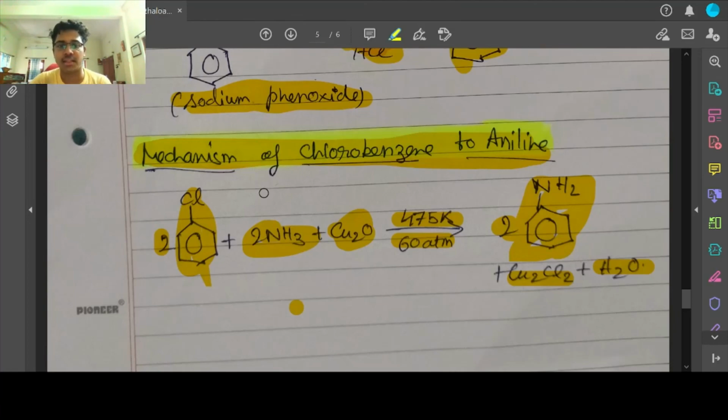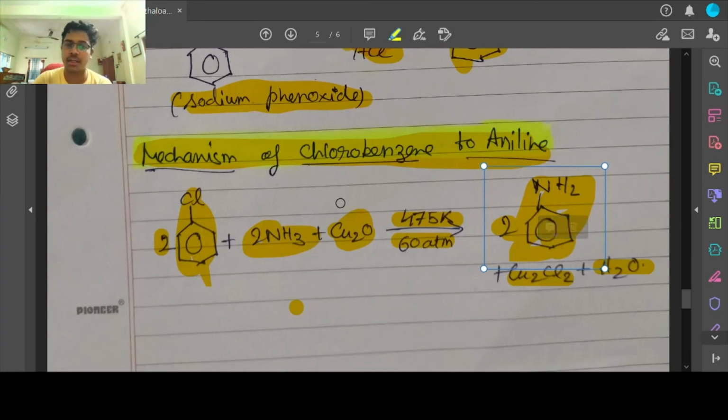I have nothing to explain here because mechanism doesn't come in the exam. So just go through this. This is very important for you guys. Seriously, this question might come in ISC any day, so it's better to learn it beforehand. Chlorobenzene to aniline, it's a direct method for converting chlorobenzene to aniline.